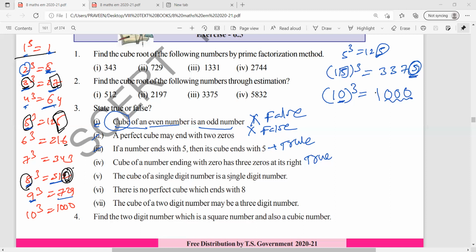The cube of a single digit number is not always a single digit. It may be two digits. It may be three digits. So the concept is false.